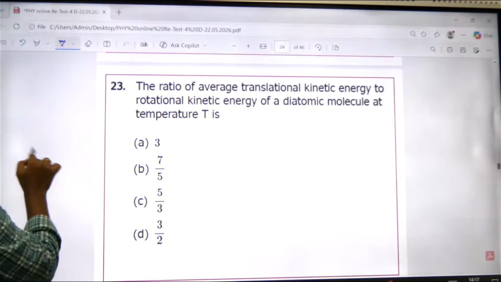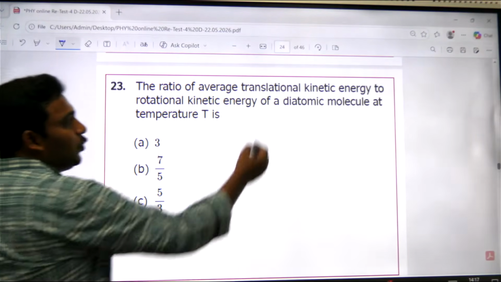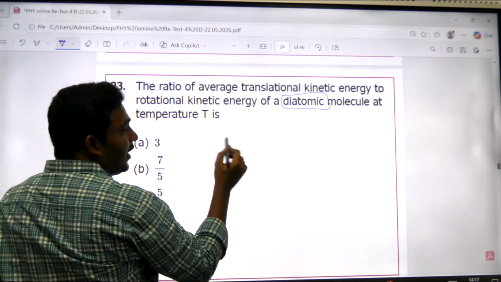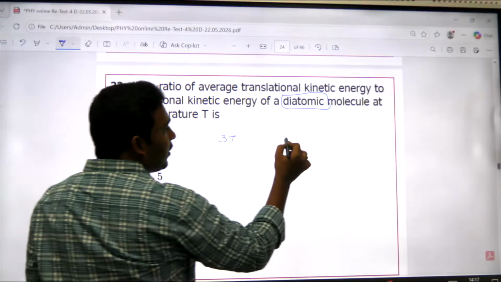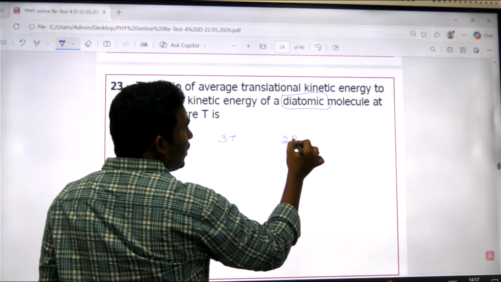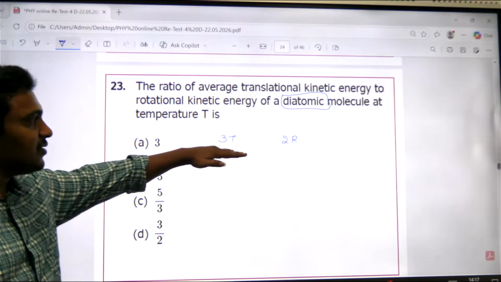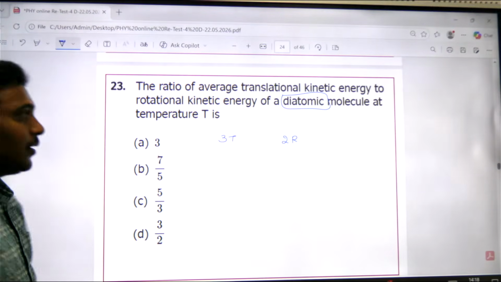Question number 23. The ratio of average translational kinetic energy to the rotational kinetic energy of a diatomic molecule. So with respect to diatomic, this is important. For the diatomic molecule, we have 3 translational degrees of freedom and 2 rotational degrees of freedom.